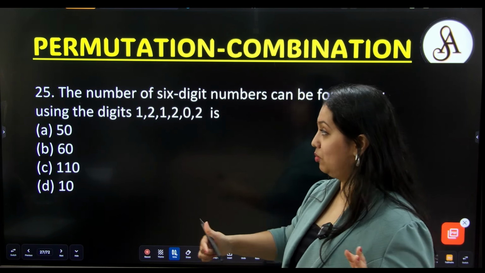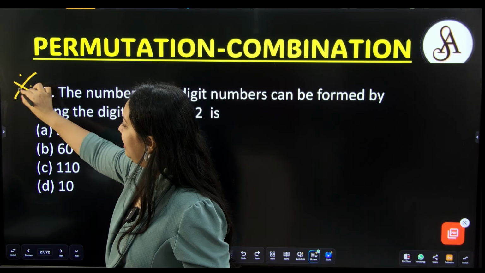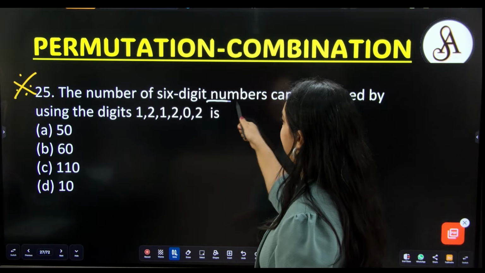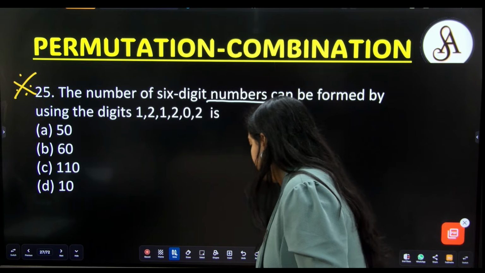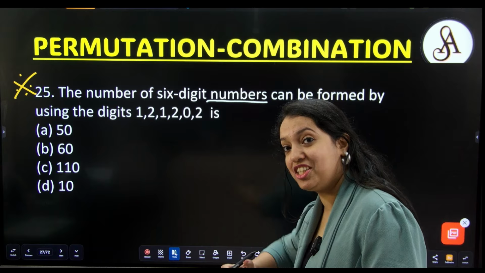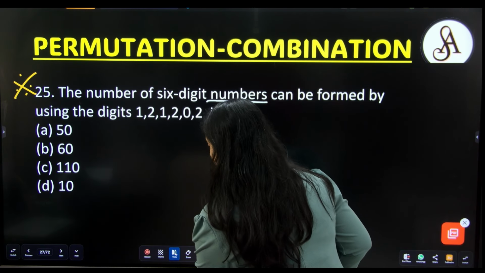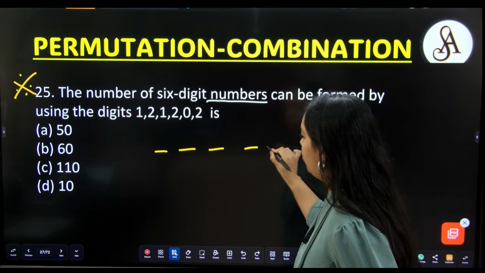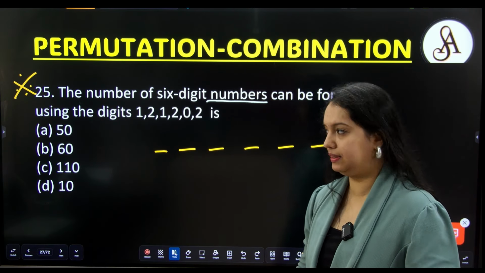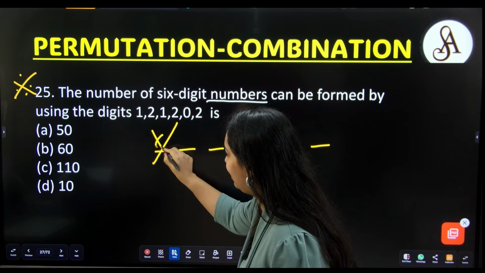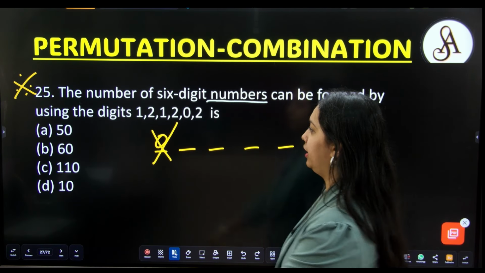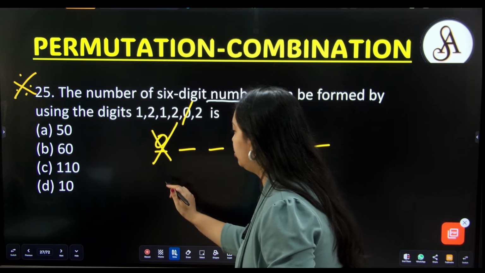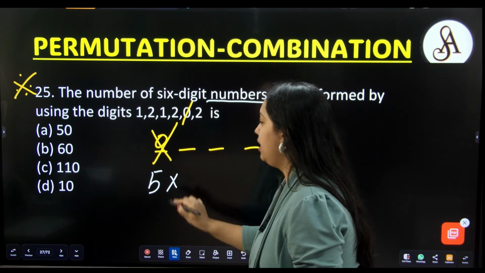Next, the number of 6-digit numbers that can be formed. According to me, this is the trickiest question in your entire syllabus. You need to form digits. That means this is a permutation question, a permutation question with repetition. So, 6-digit number, correct? 1, 2, 3, 4, 5, 6. If I want a 6-digit number, the first digit cannot be 0. Anything else apart from 0. So 1, 2, 3, 4, 5. Apart from 0, I'm going to take 5 choices here.